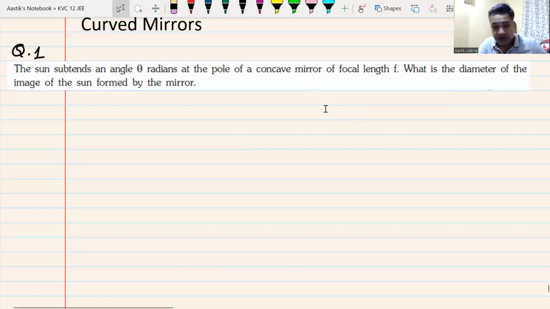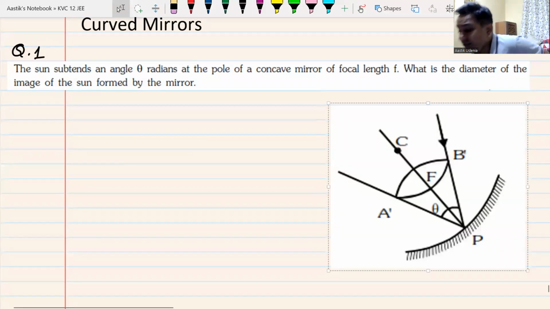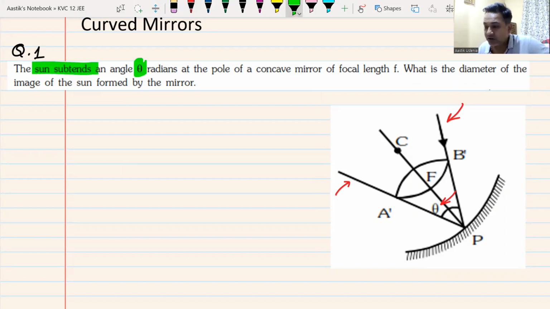Now, I want you to solve this question on your own, but to help you out, I will give you this small diagram, which I should make bigger so that you can see it. Once you have a look at this diagram, you should be able to tell me the answer. What you see are rays coming from the sun, and then the rays get reflected and you have an image, and you see this angle theta. This is the angle theta that the sun subtends at the concave mirror.